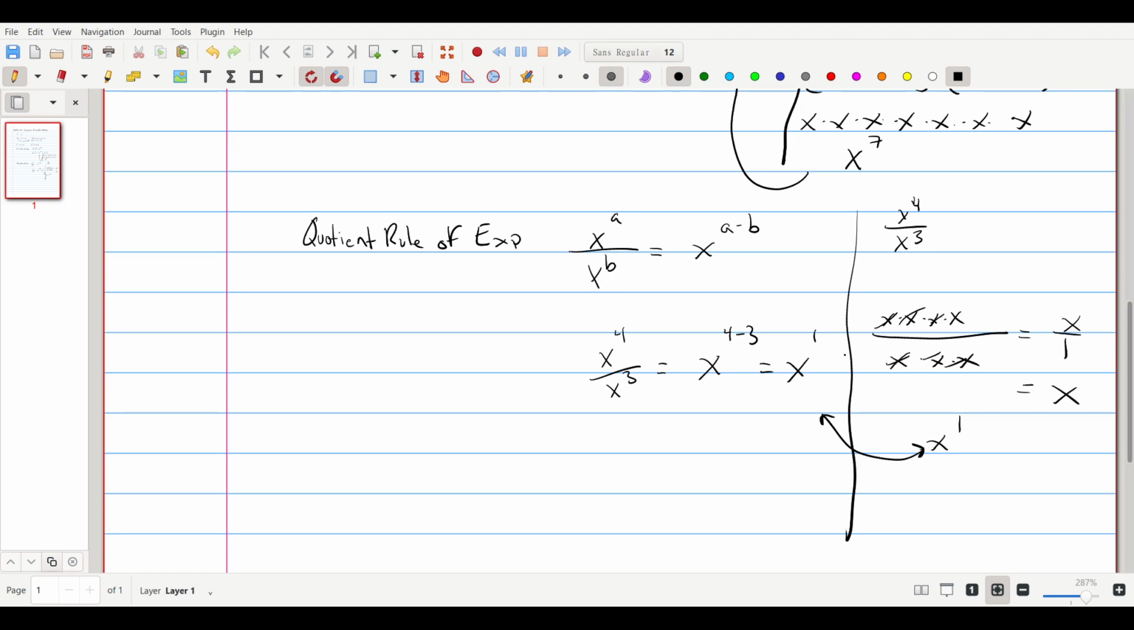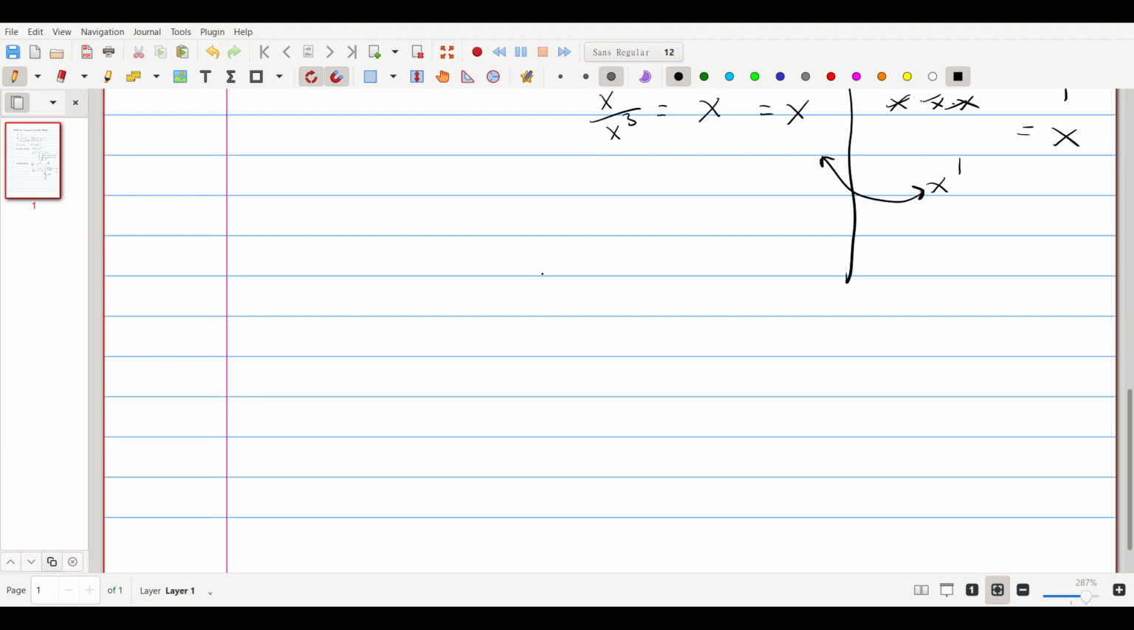Cool. And then we have the power rule of exponents.